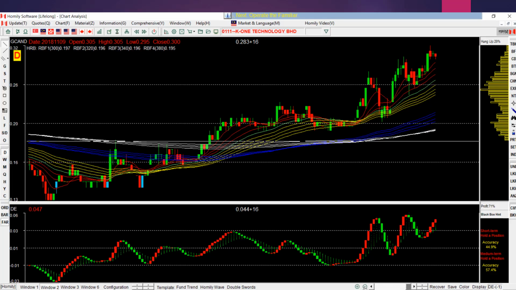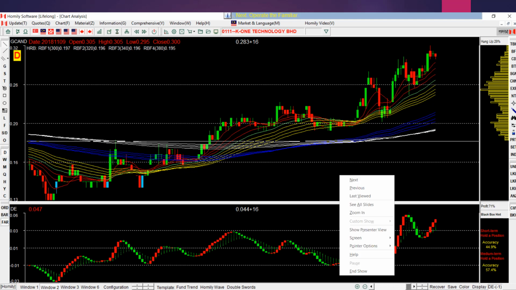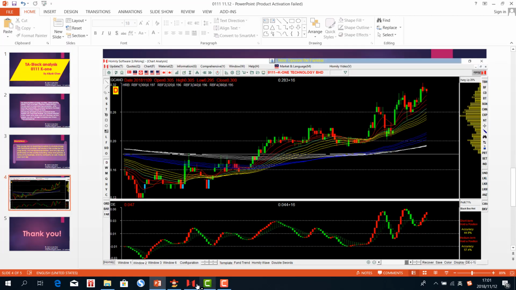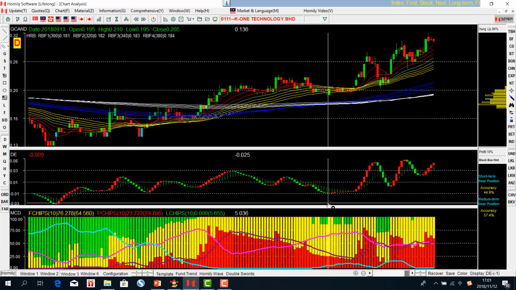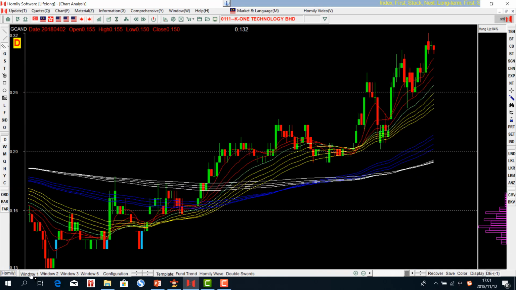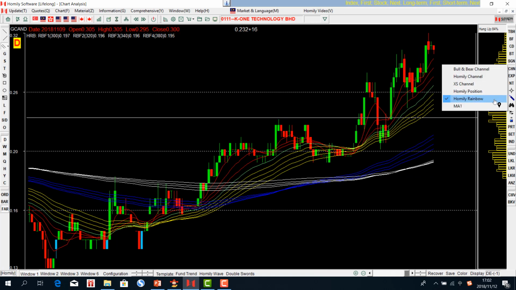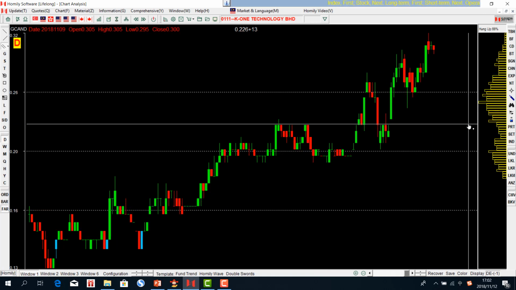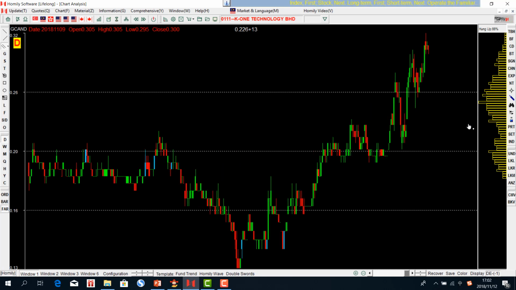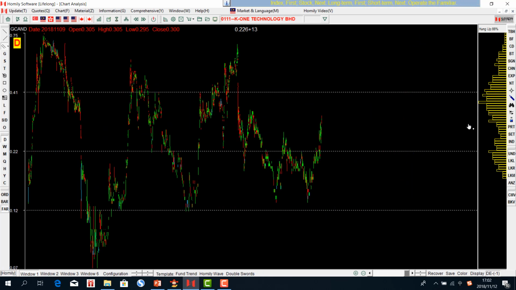Okay, so we will analyze the counter 0111 K1 Technology. So we can open this software first. Okay, so we can use this one to check without the indicator. First, we should check the long term.